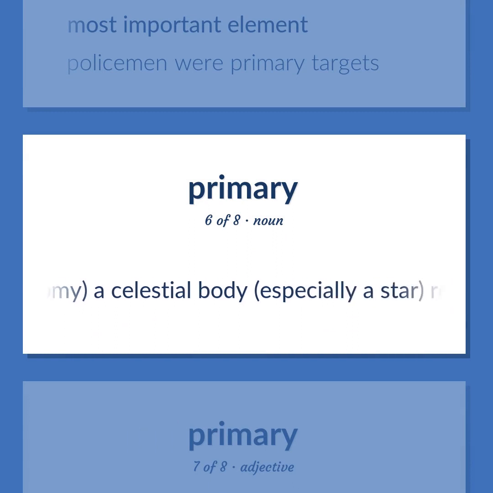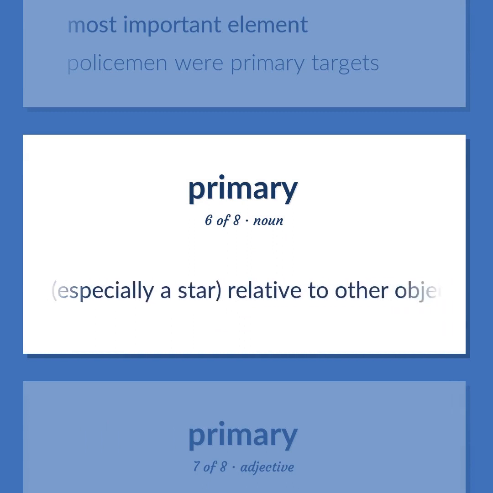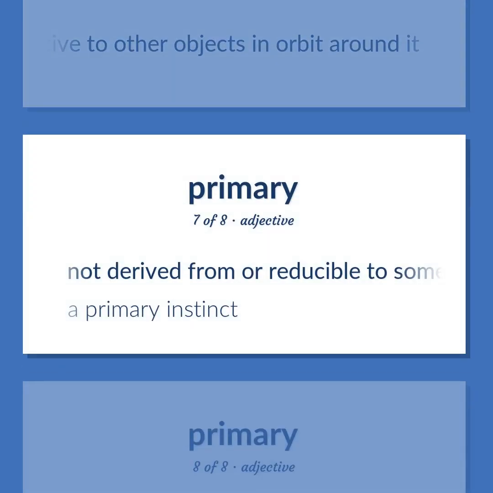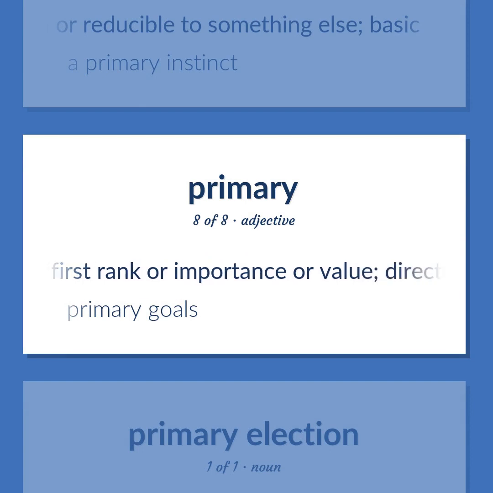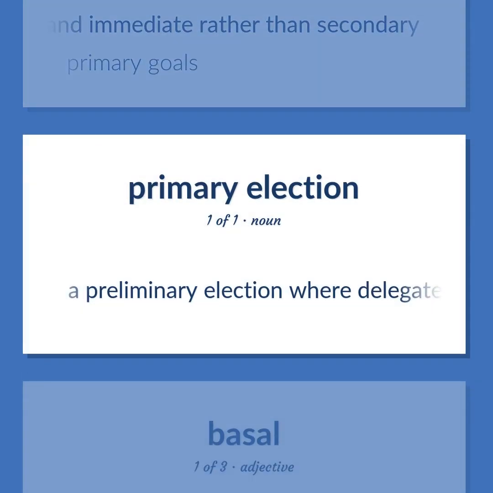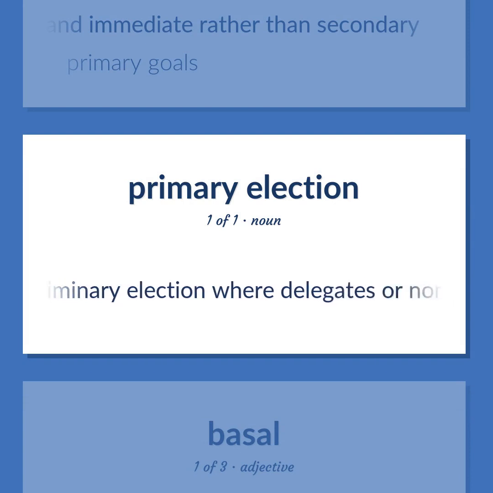Astronomy, a celestial body, especially a star, relative to other objects in orbit around it. Not derived from or reducible to something else, basic. A primary instinct. Of first rank or importance or value, direct and immediate rather than secondary. Primary goals. A preliminary election where delegates or nominees are chosen.